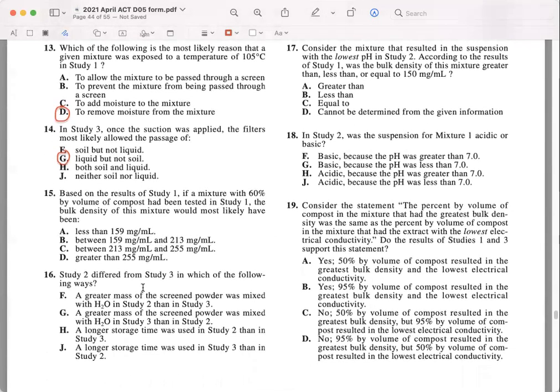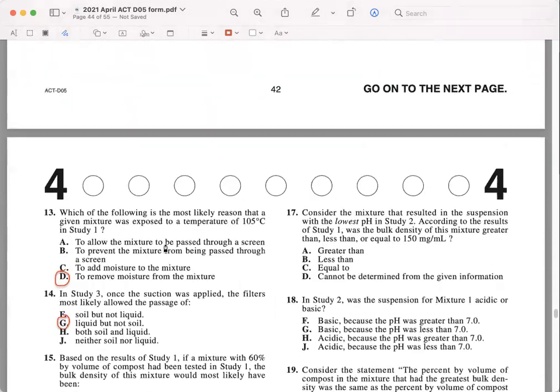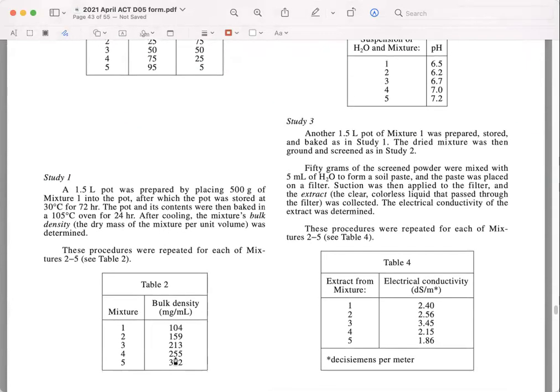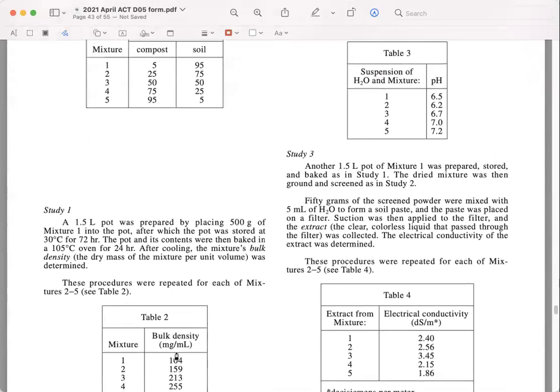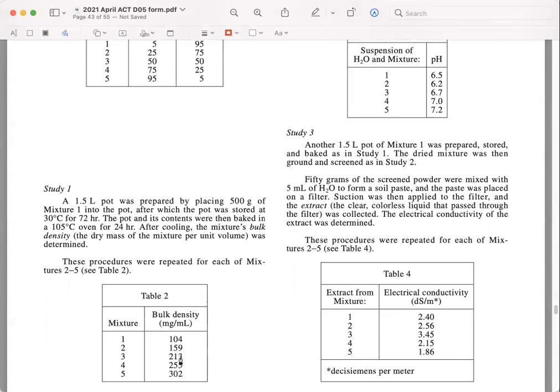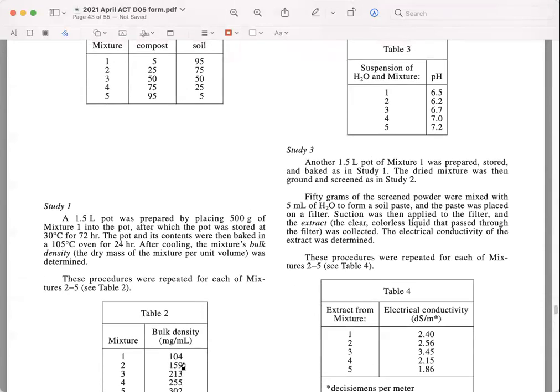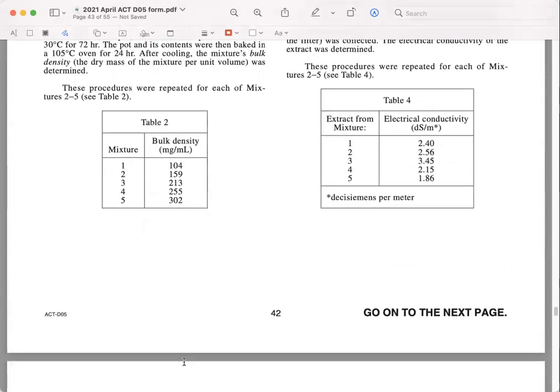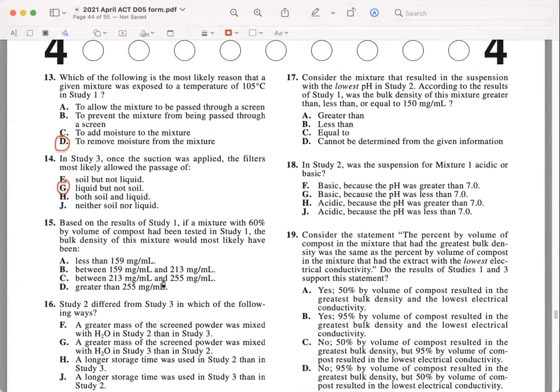Based on the results of study 1, if a mixture with 60% by volume of compost had been tested in study 1, the bulk density of the mixture must most likely have been... Okay, so when it's 50-50, it's 213, and when it's 75-25, it's 255. So it would be between these numbers, right? If it was 60 compost and 40 soil, so between 213 and 255. Option C.